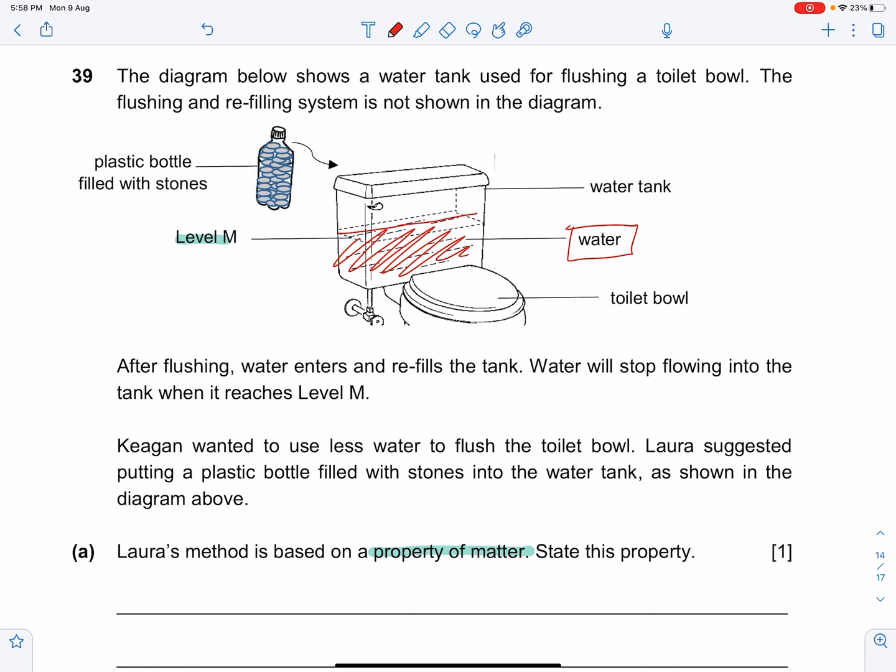So if you could just replace water with something else, in this case your plastic bottle, which also occupies space, then less water is needed to fill up all this space here, right? And then the water level will reach level M with less water, because part of the space would have already been occupied with stones. And then you notice throughout our whole description, we keep talking about space. So therefore, the property of matter that helps in this case is actually matter occupies space.